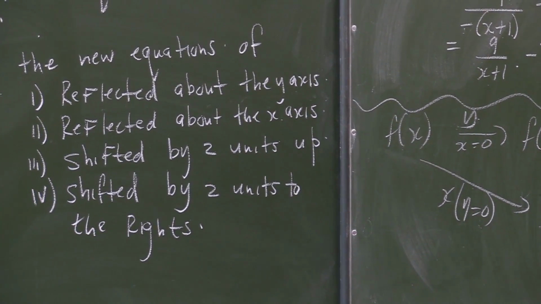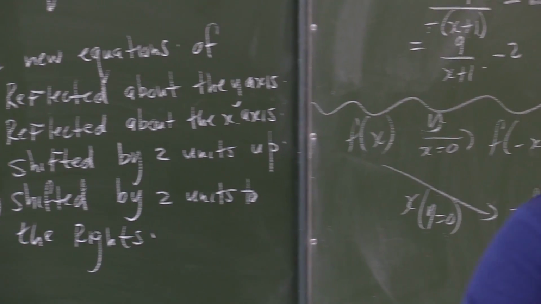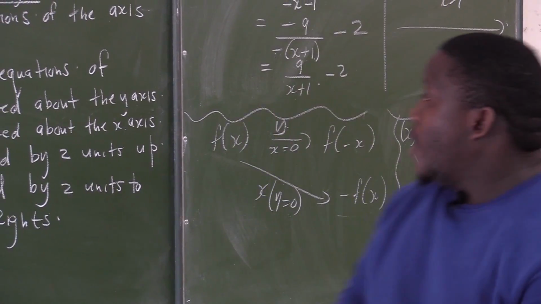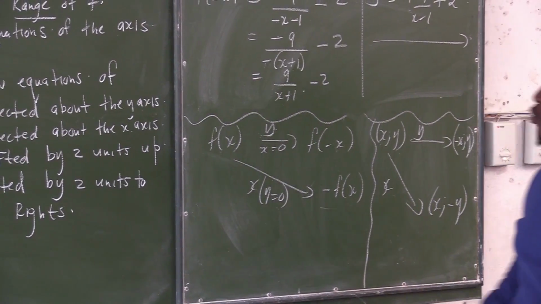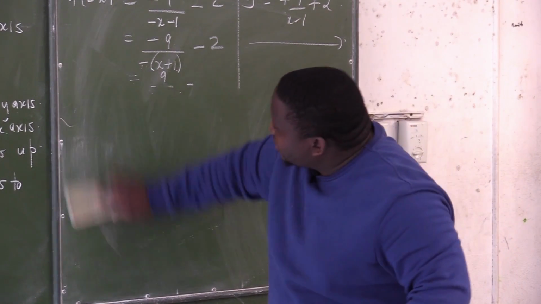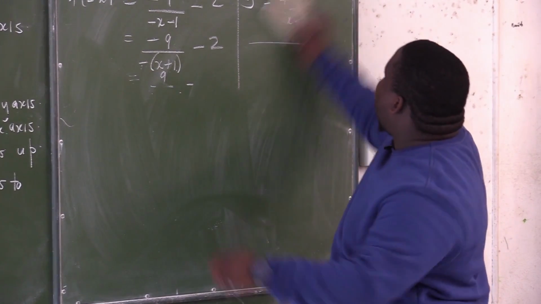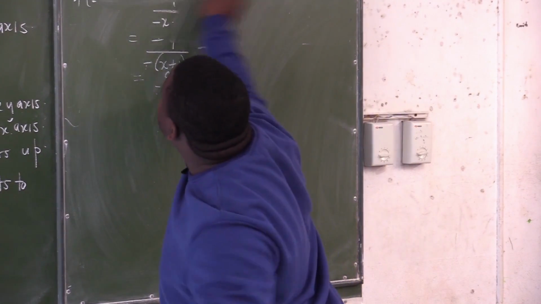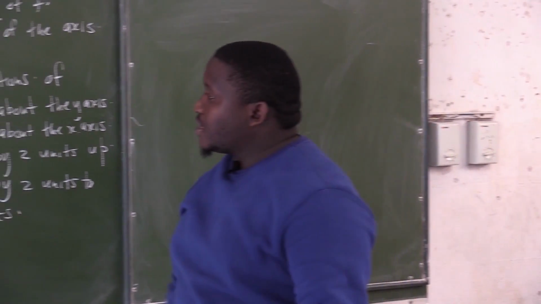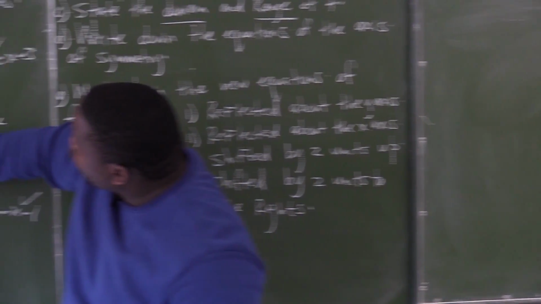This one, shift. What is happening when you shift the graph? It means you are moving the graph. Yes, you shift. You're moving the graph up or down. Now, how are we going to give the new equation if we are to shift the graph of f? It's very simple. This graph must be shifted by 2 units up.